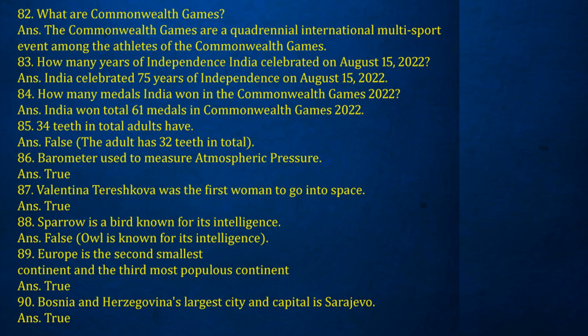ID 4. How many medals India won in the Commonwealth Games 2022? Ans. India won total 61 medals in Commonwealth Games 2022. 85. 34 teeth in total adults have. Ans. False. 86. Barometer used to measure atmospheric pressure. Ans. True. 87. Valentina Tereshkova was the first woman to go into space.